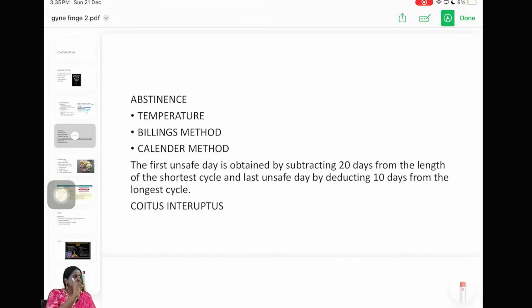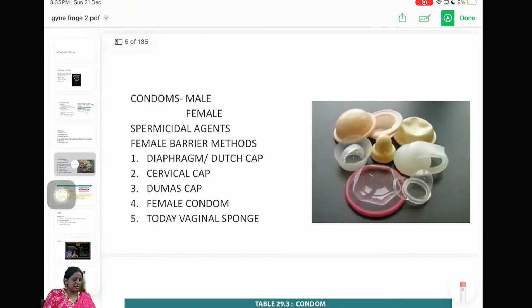Calendar method is where you find a definitive period which is unsafe, by comparing the cycle length. And coitus interruptus is the interrupting during ejaculation. That is coitus interruptus. So all these are the natural methods.